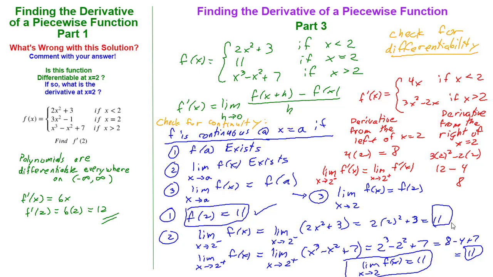We showed that it was continuous at x equals 2. We checked for continuity. It was continuous at x equals 2. We checked for differentiability, so you're checking the derivative from the left and the derivative from the right of x equals 2. Those ended up both being equal to each other. So our derivative actually is going to be f prime of 2 would be equal to 8.